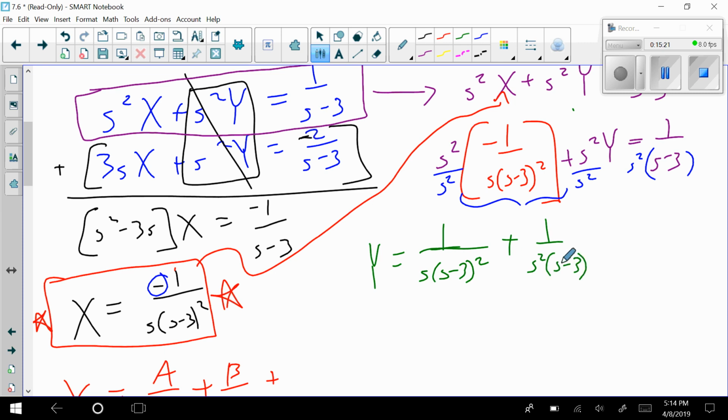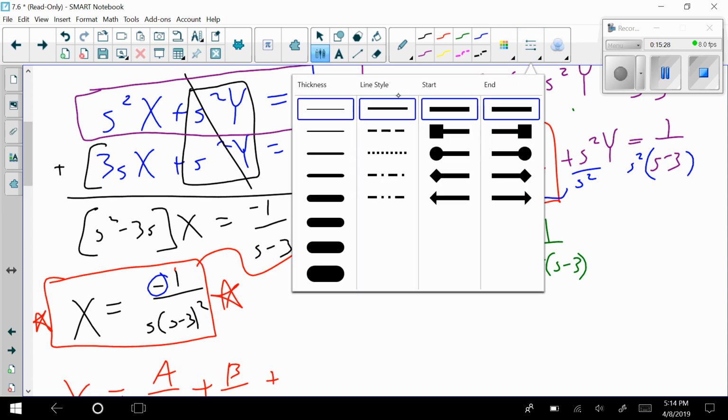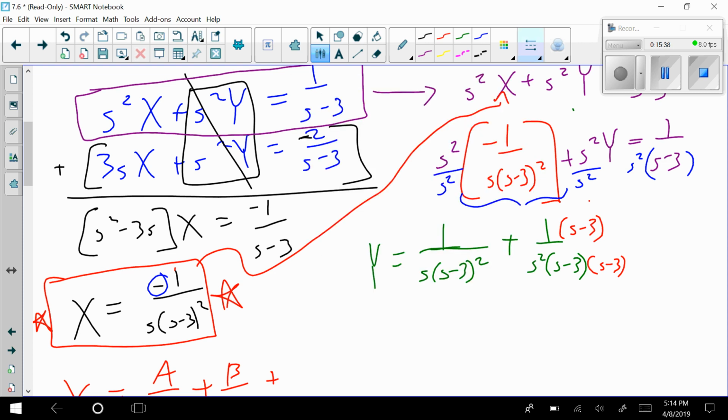Here I also could have tried to combine these two. I see that this one has an s minus 3, this one has s minus 3 squared, so I know that I would have to multiply the bottom over here by s minus 3, and then do that also to the top. This one here has an s squared, so I need another s here, which would create a top of s plus s minus 3, which would be 2s minus 3, and that would be all over s squared times s minus 3 squared.